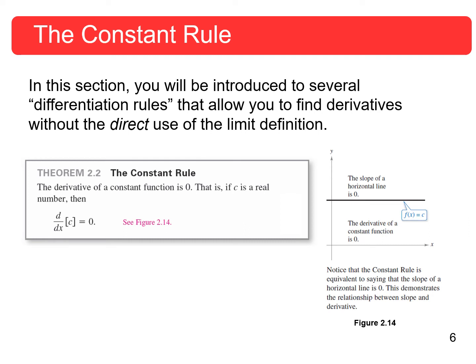In this section, you will be introduced to several differentiation rules that allow you to find derivatives without the direct use of the limit definition. So the first one is the constant rule. The derivative of a constant with respect to x is just equal to 0. As you see here from the graph, this is the graph of a constant function. The constant function is just a horizontal graph. When you say horizontal graph, the slope is just equal to 0. Therefore, the derivative of a constant is 0.